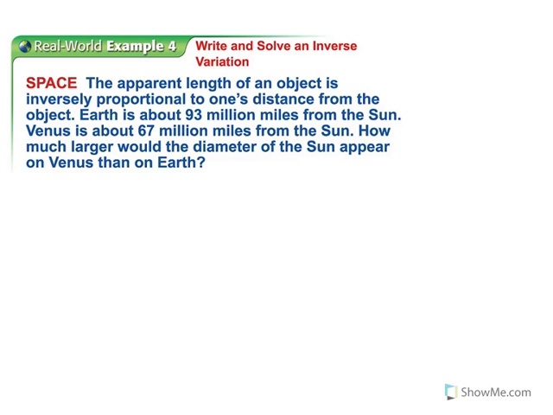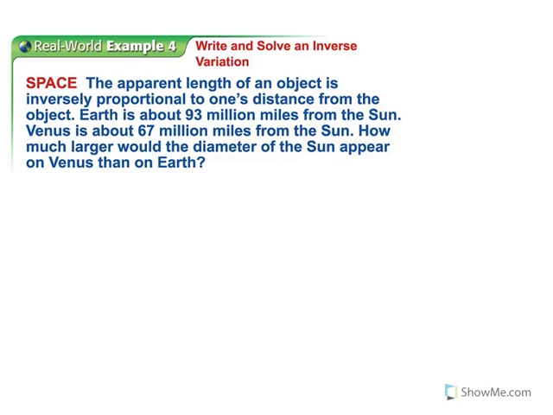All right, example number 4 says the apparent length of an object is inversely proportional to one's distance from the object. Earth is about 93 million miles from the sun. Venus is about 67 million miles from the sun. How much larger would the diameter of the sun appear on Venus than on Earth?